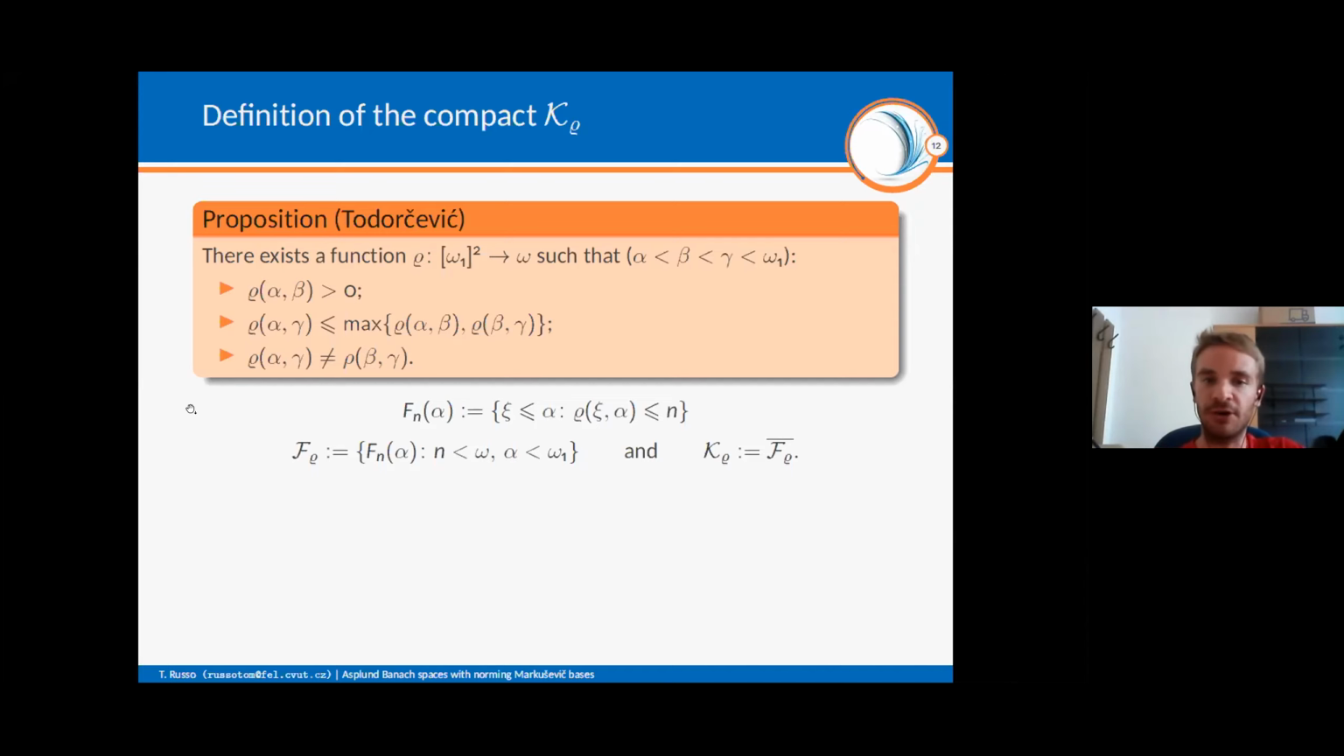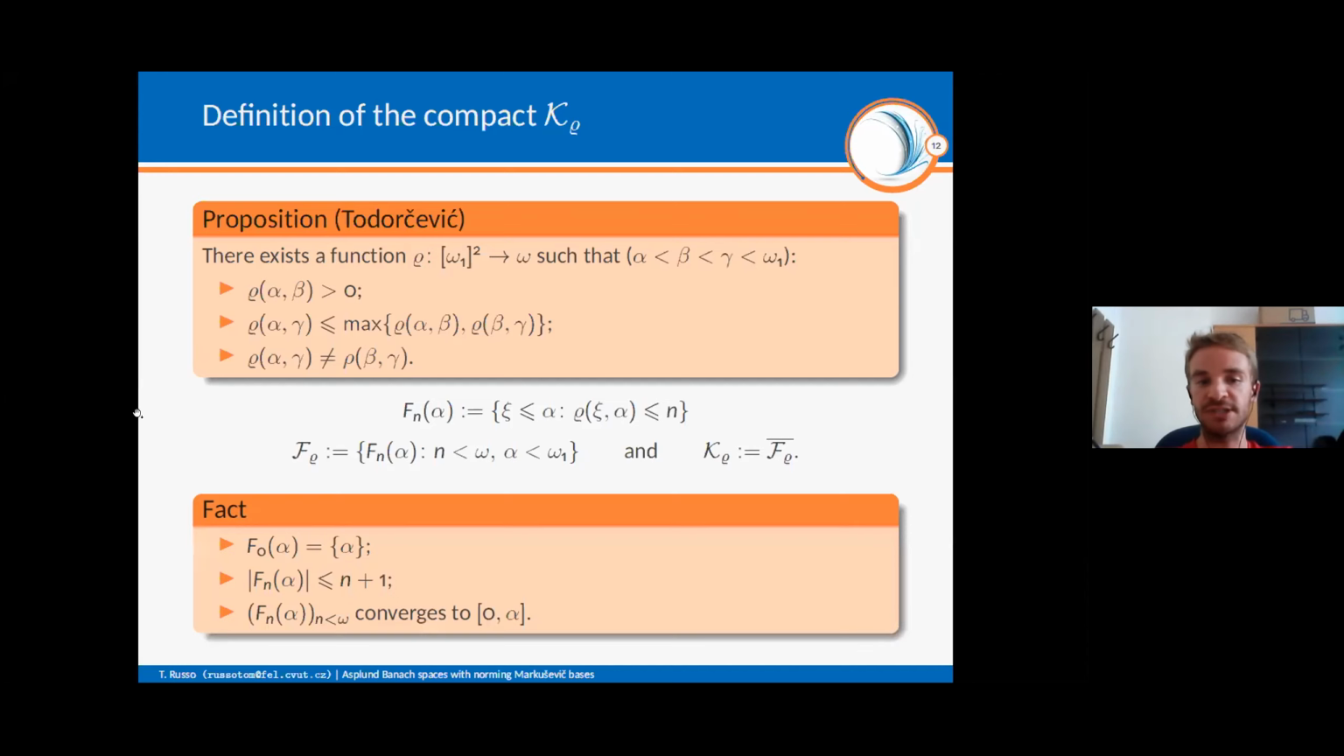So the definition of K rho depends essentially on fixing this function rho with these properties, and now we'll mention some easy properties that we derive immediately from this definition. The first thing is that F0 of alpha is a singleton alpha, just because rho is strictly positive outside the diagonal. So the ball of radius 0 is just a singleton. The second condition is that Fn alpha is a finite set. We said it already, but now it has cardinality at most n plus 1.